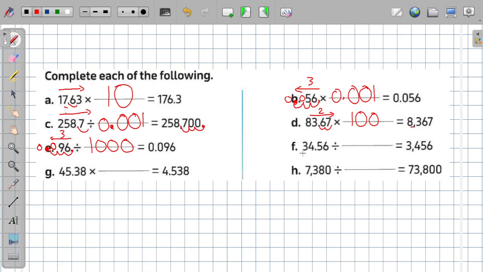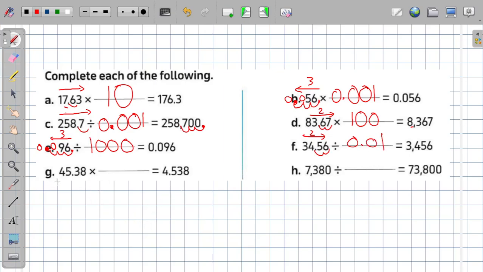Next, I have 34.56 divided by a number equals 3,456. So we moved the decimal point 2 places to the right. Okay, so we divided by a decimal number, so it will be 0.01.